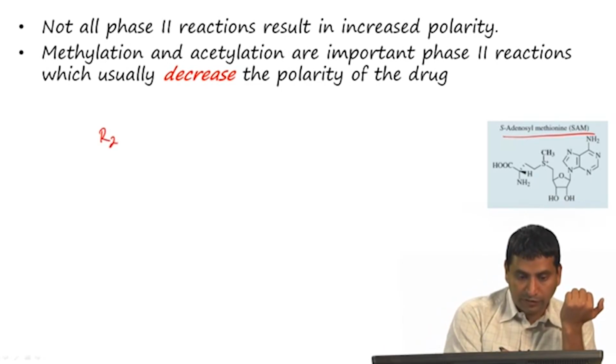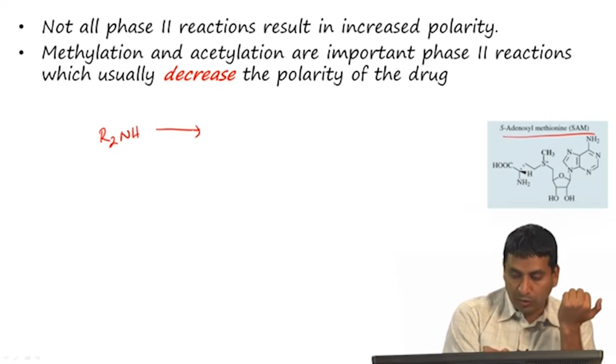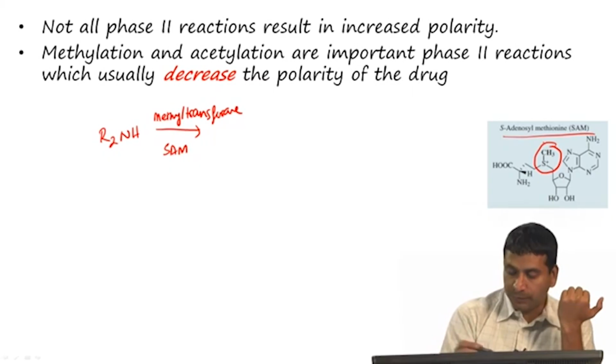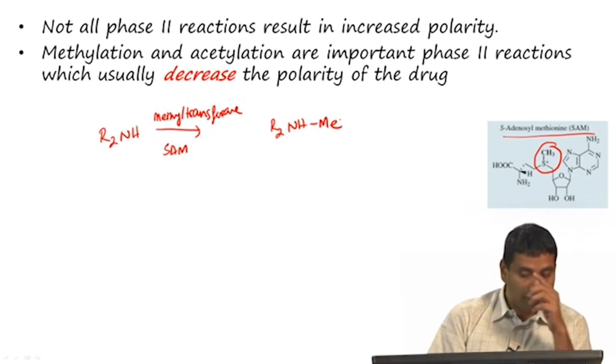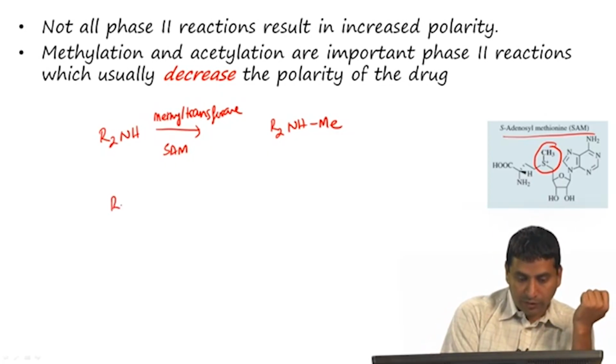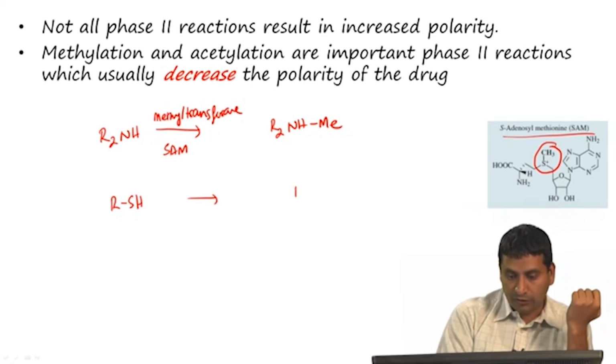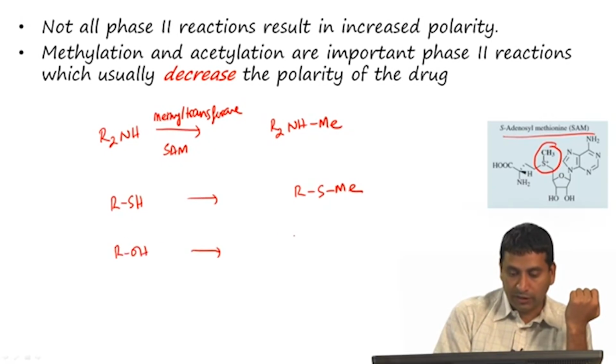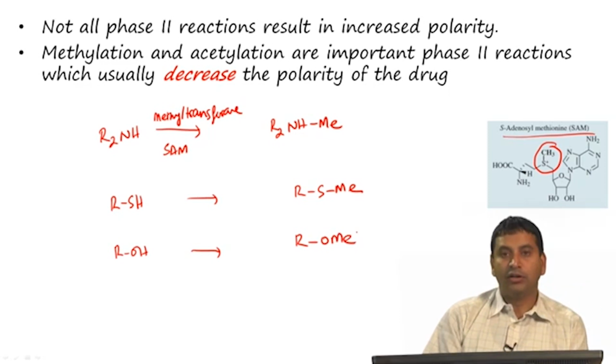So, the example of a reaction that we are looking at is R2NH. So, there is an enzyme called methyl transferase in the presence of S-adenosyl methionine. So, you see here that this is the active species of S-adenosyl methionine, and it gives you R2NMe. Okay. And similarly, you can also have a thiol reacting under similar conditions to give you SMe, or you can have an alcohol reacting to give you ROMe.